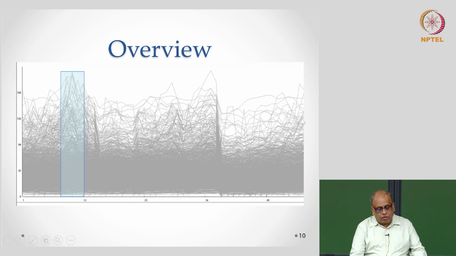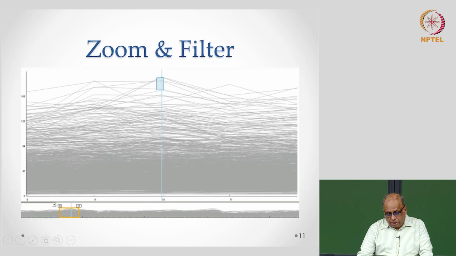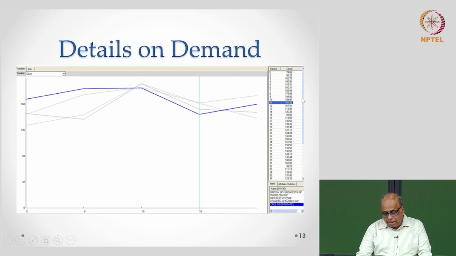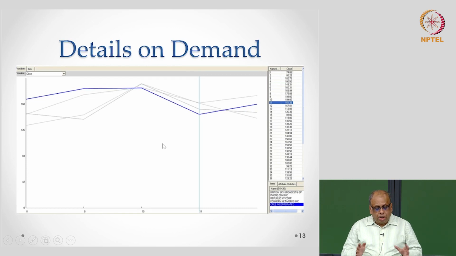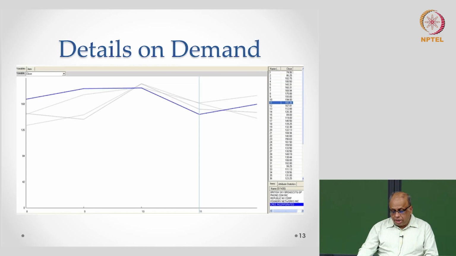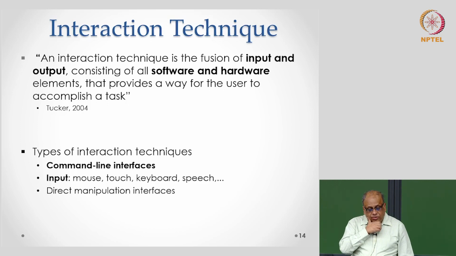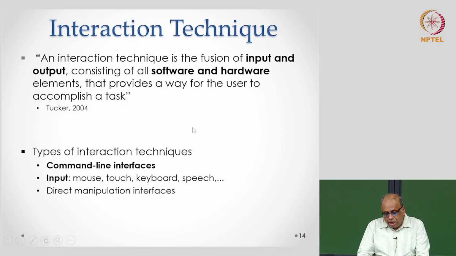So for example, if you have an overview of the data, from there you can zoom and filter to get some part of the data, and then you can zoom and filter further to get more about this data, and then you can get details on demand. So this overview, zoom and filter, then details on demand is one interaction pipeline that people follow. Okay. And for this kind of interaction, you can use various interaction techniques. An interaction technique is the fusion of input and output, consisting of all software and hardware elements that provide a way for the user to accomplish a task.